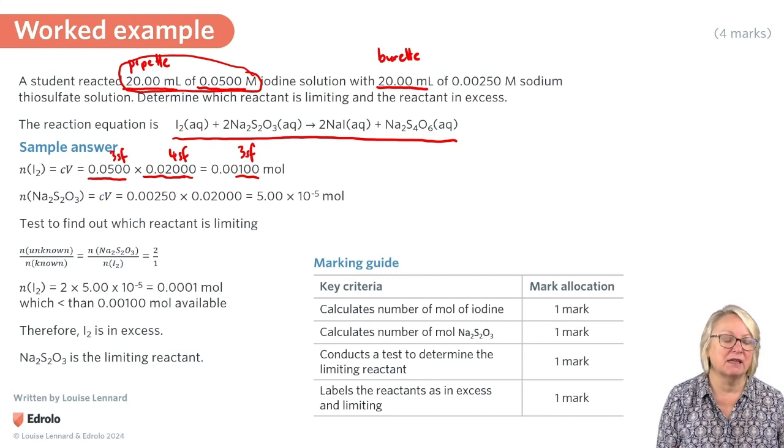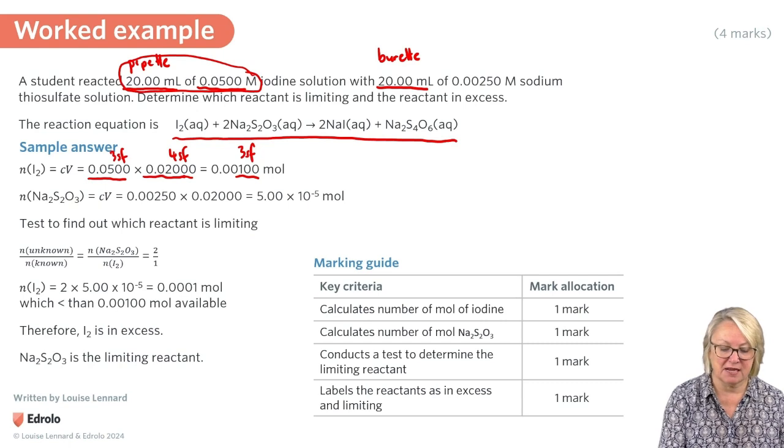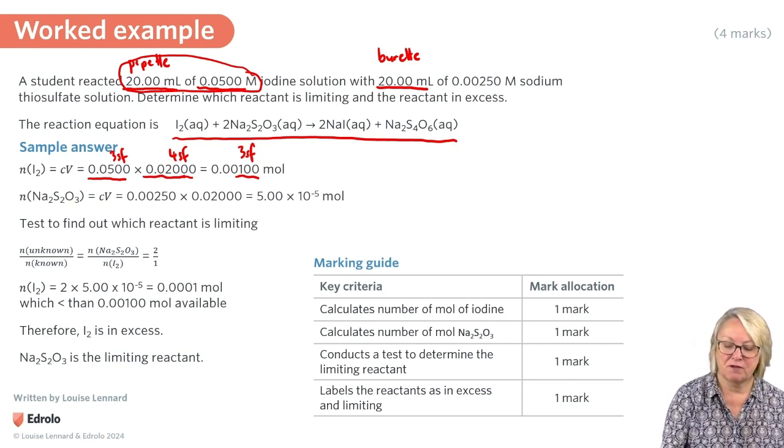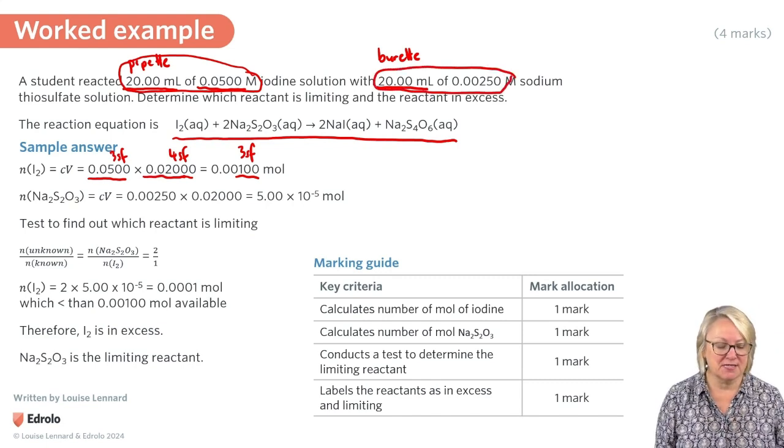We do the same thing, we calculate the number of mole of our other reactant, which is Na2S2O3. Again, we've got concentration and volume. So the equation is number of mole is concentration times volume.